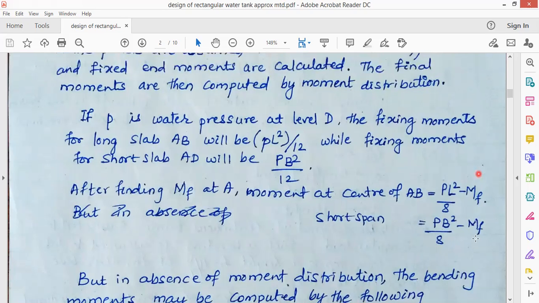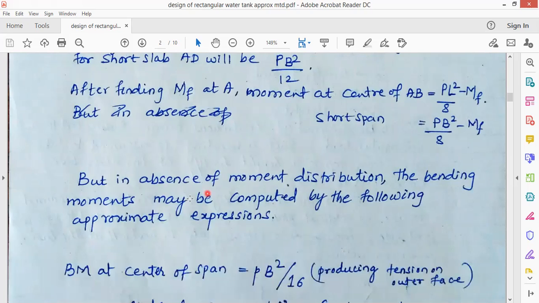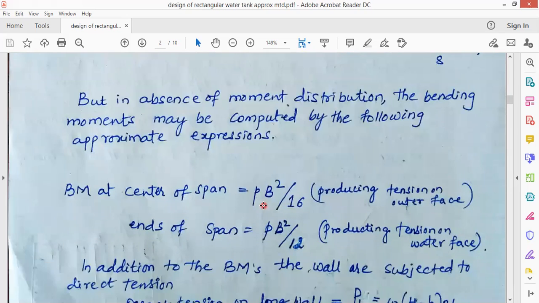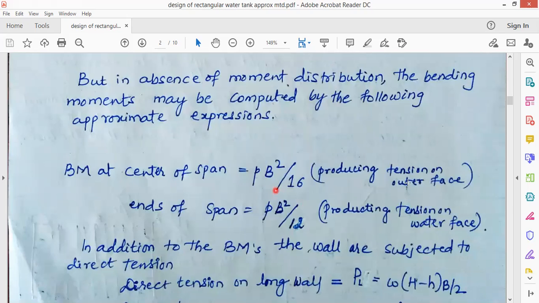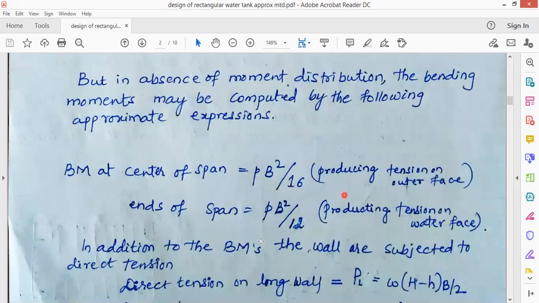Then we need to calculate MF by the moment distribution method. Then if I deduct PL square by 8 minus MF or PB square by 8 minus MF, that will give me the central span moment for the span AB or maybe the shorter span AD. But in the absence of the moment distribution method, the bending moment may be computed by the following approximate expressions, that is PB square by 16 and PB square by 12 for the center span. So what we have used here is PL square by 8 minus MF. Instead of that, I can use this PB square by 16 and PB square by 12.